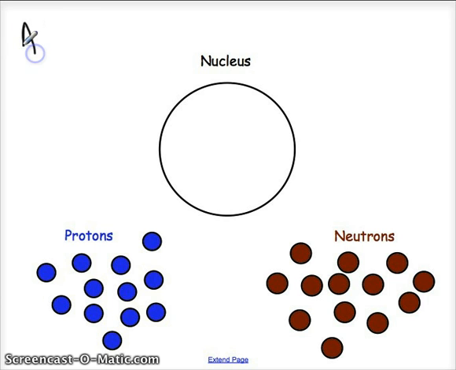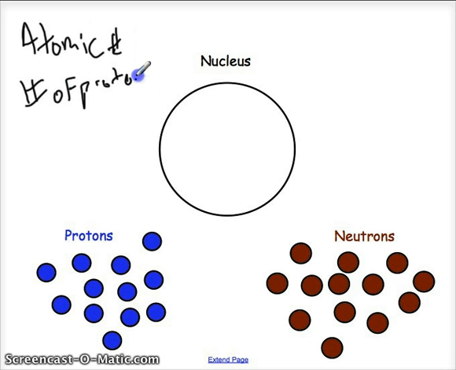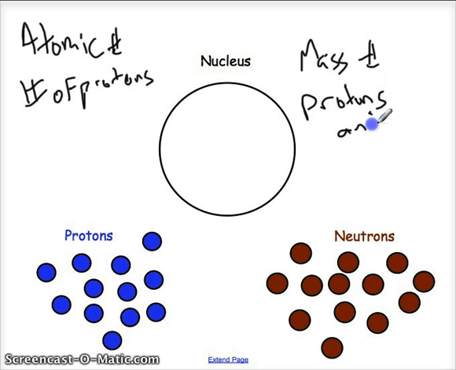The atomic number of an atom is equal to the number of protons in its nucleus. This should be memorized. The atomic number is equal to the number of protons. The mass number is equal to the sum of the protons and neutrons added together. Another statement to be memorized. Mass number is equal to protons and neutrons.